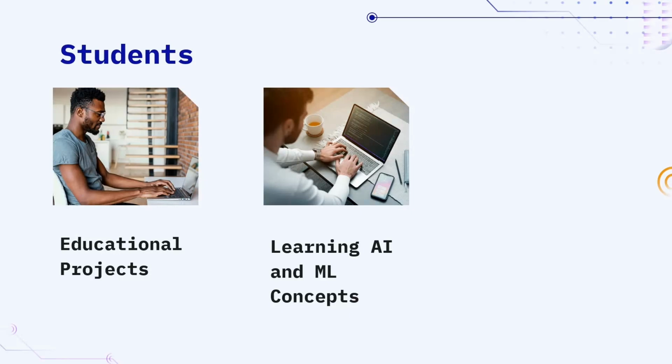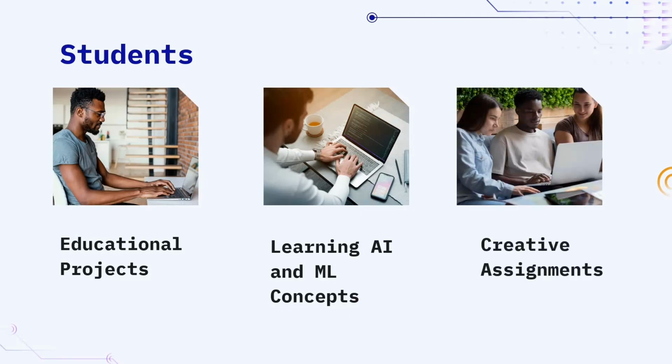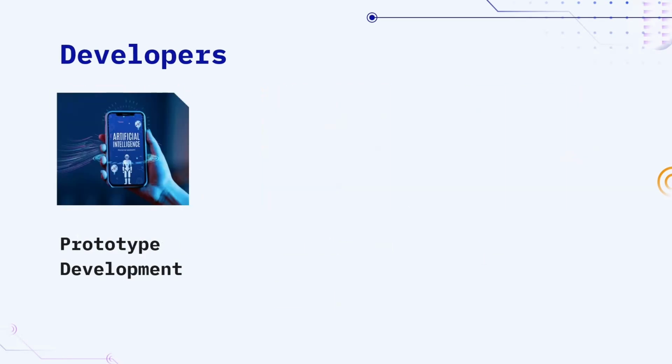Moreover, they can also use it in creative assignments. Students in arts and media courses can use the app to bring their creative ideas to life by converting text descriptions into various visuals, enhancing their portfolios. If you are a developer, then you can use this application for prototype development. Developers can use this app to quickly prototype and test ideas for applications involving text-to-video or text-to-GIF generation. It provides a fast and efficient way to validate concepts.